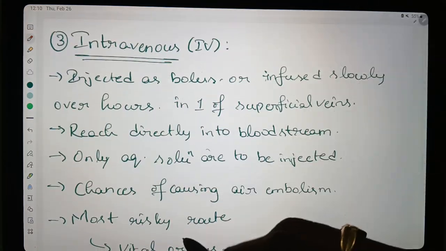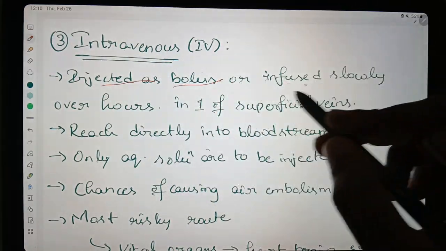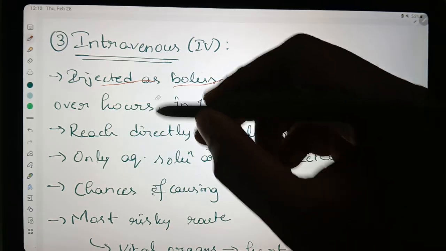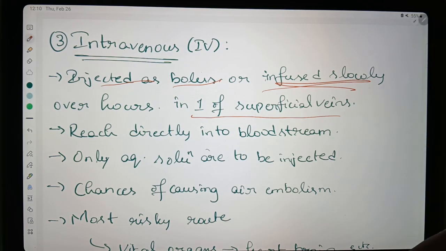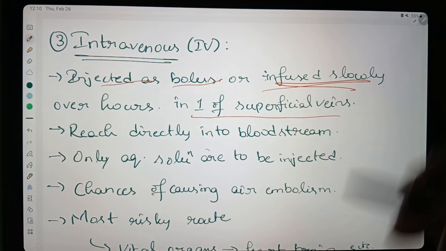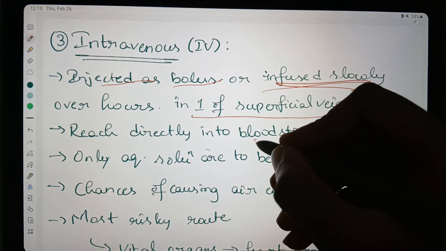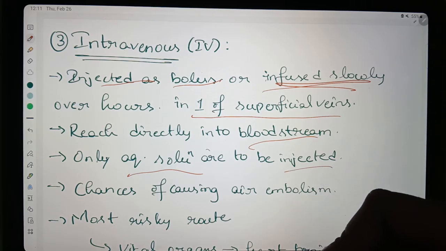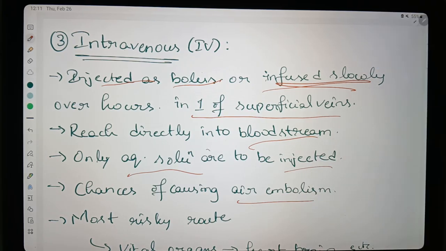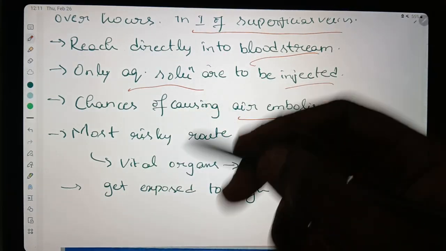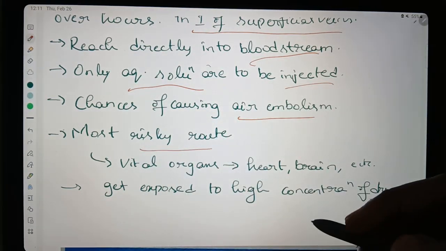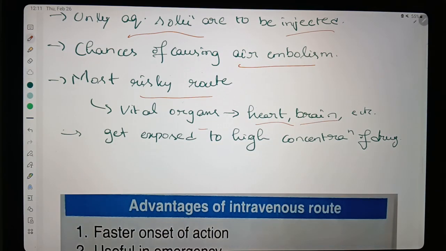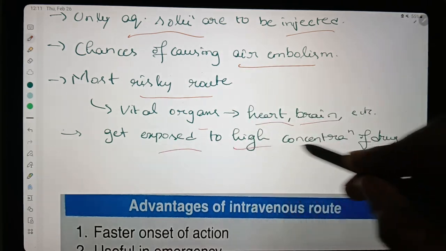The third one, intravenous. Intravenous injections are given as a bolus or infused slowly through saline over hours, through one of the superficial veins, and reach directly into the bloodstream. Only aqueous solutions can be injected, and these can cause air embolism. The chances are not high, but there are some. This is the most risky route for vital organs like the heart, brain, etc., as they get exposed to a high concentration of the drug.